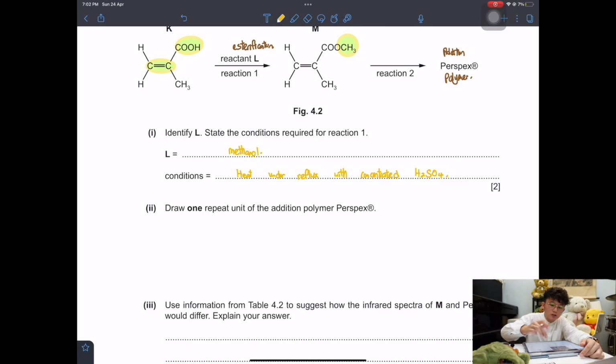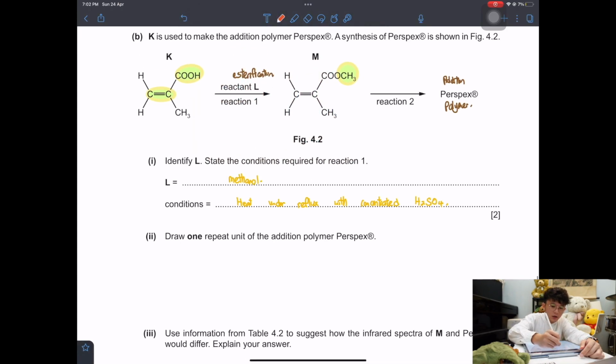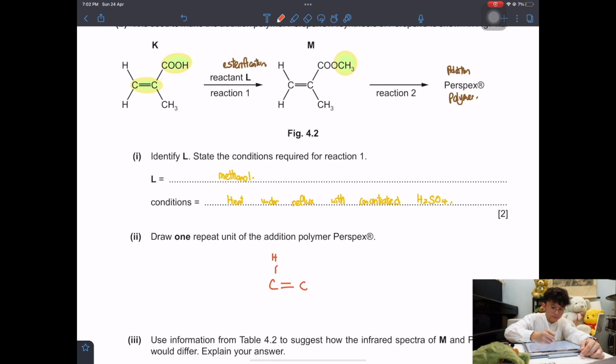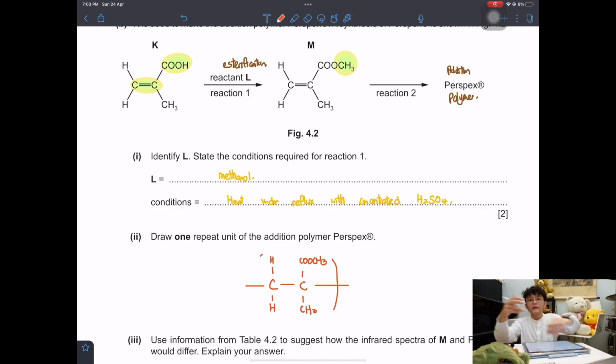Next, draw one repeating unit of addition polymer Perspex. It's quite simple. You just need to draw this entire thing and remember to arrange your atoms up and down around your double bond. So H put up, H put down. Oh my god, it's so ugly. H up, H down, CH3 down, and COOCH3 up. And guys, you just need to cancel the double bond, add 2 lines and put a bracket. That's it, because they say one repeating unit, right? So one line, one line, and bracket. There you go.